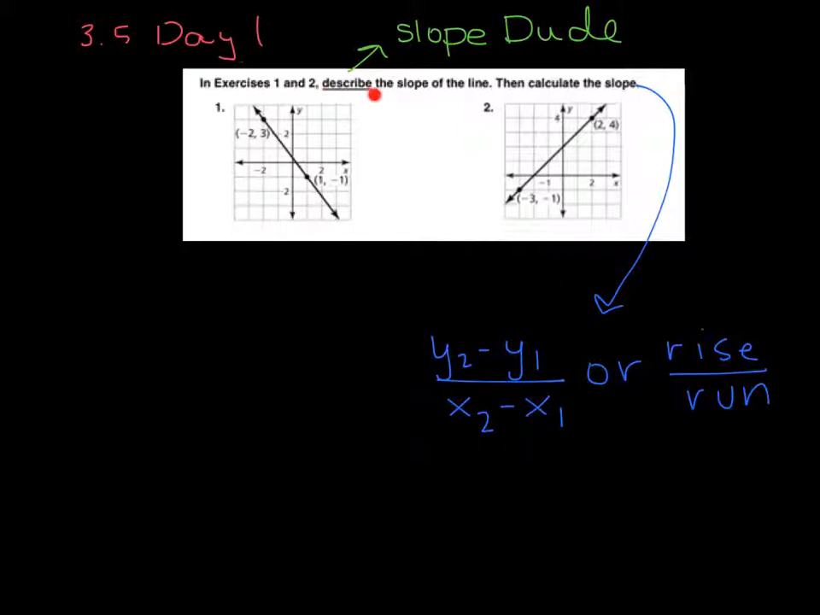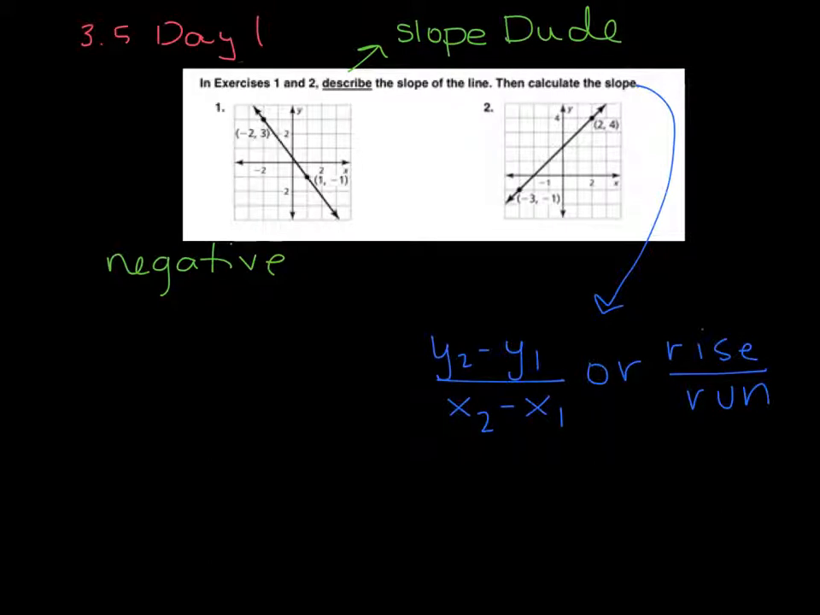In order to describe the slope, I see that this line is sloping down from left to right. So think about slope dude. He's skiing down the hill, and he says, nice, negative, nice, negative. So I know that number 1 has a negative slope. That's the description. The next thing I need to do is calculate my slope.